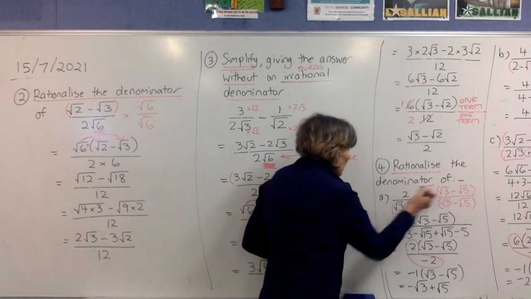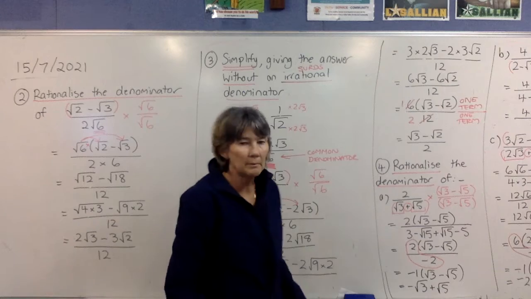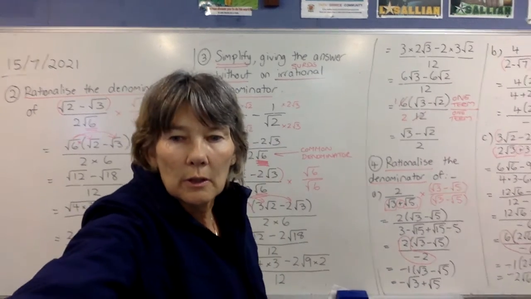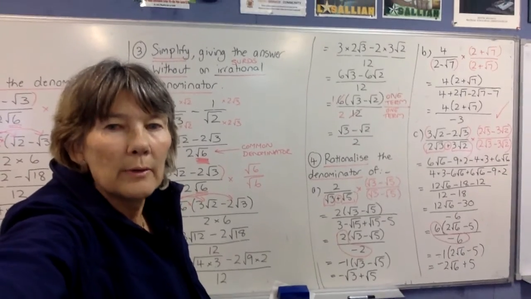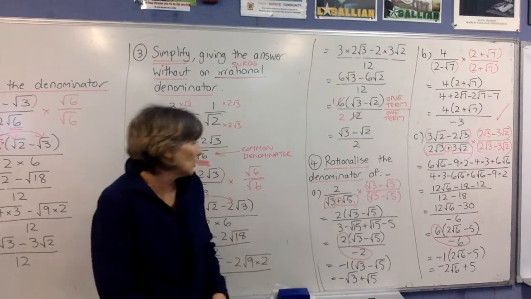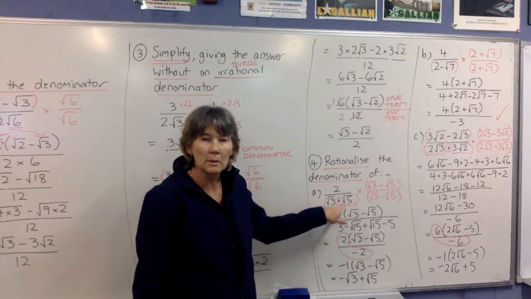All right, here we go with another one. Now this time we're going to use the other method. So the other method, just turn this around a bit. The other method is the one where the denominator has 2 terms. So this denominator has 2 terms.